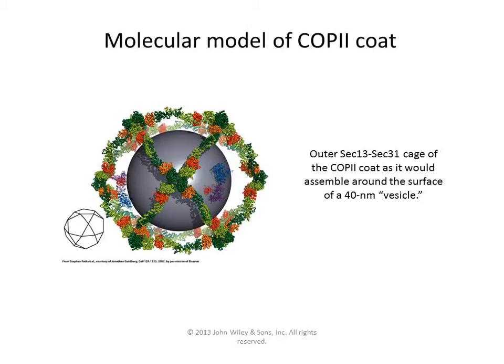This particular model is showing you what is thought to be the SEC13-31 cage of the COP2 coat after assembly onto the final vesicle. In this particular case, the surface of the vesicle is 40 nanometers. It forms this four-legged structure due to interaction of these SEC13, SEC31 subunits. So we get this specific cage-like structure that's ultimately going to help form that vesicle shape, and this of course will disassemble shortly after release of the vesicle.